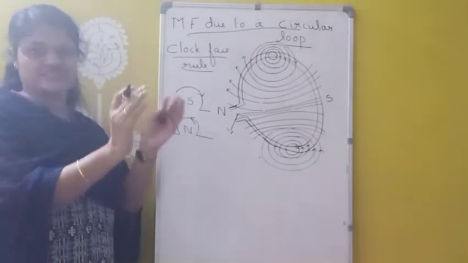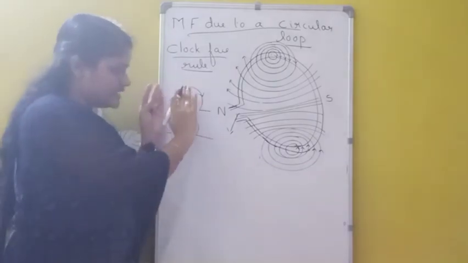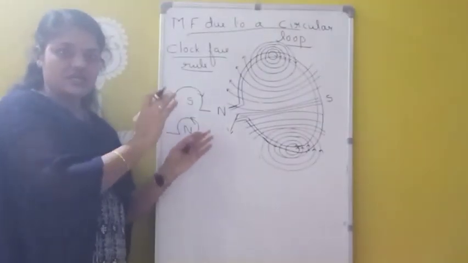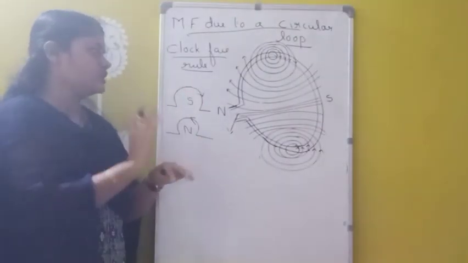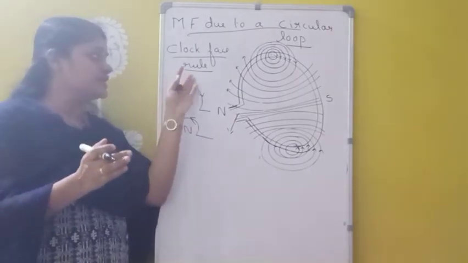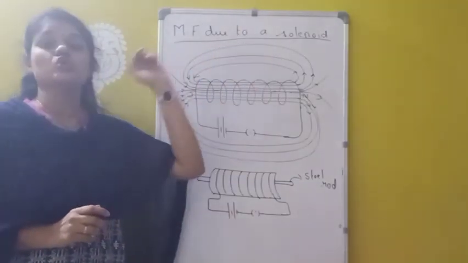So by facing the loop, if the current is passing in clockwise direction, that side will be south pole. And by facing the loop, if the current is passing in anti-clockwise direction, that corresponding face will be north pole. So like that we can identify south pole and north pole in the case of a circular loop. Magnetic field due to a solenoid.